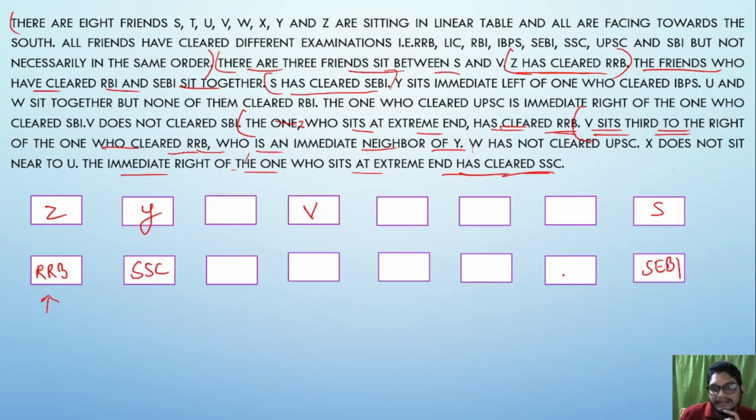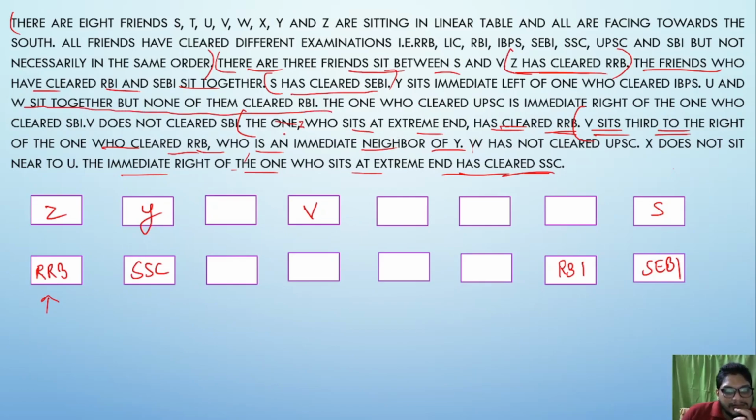So where can RBI come? RBI will come at this position only. This is the only place to put RBI, right? The guy who has cleared RBI will come at this position. Again, we are done with it. Okay, this line is also done, right?